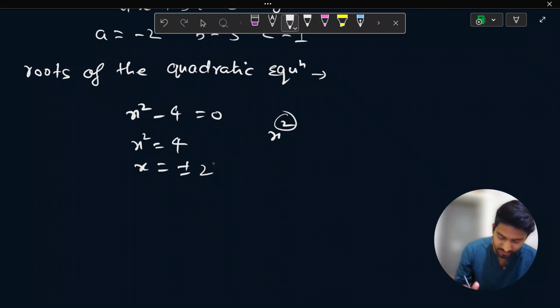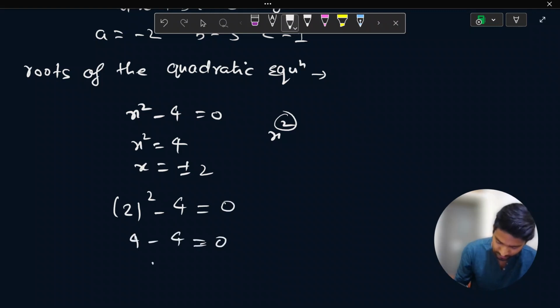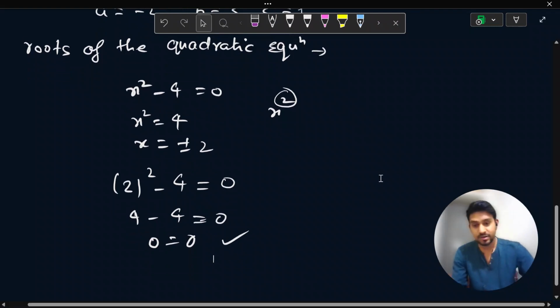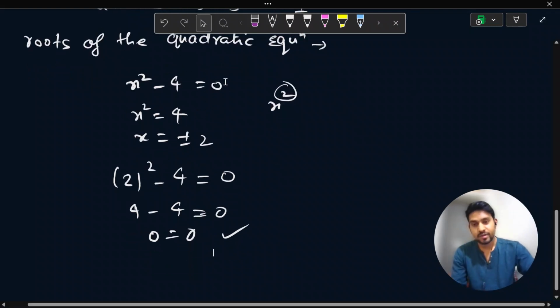If we put 2 in place of x, let's see what happened. 2 square minus 4, that is 4 minus 4, is equal to 0, 0 is equal to 0. Okay, it's true. So we can say that x square minus 4 is equal to 0 has 2 roots, which is plus minus 2.